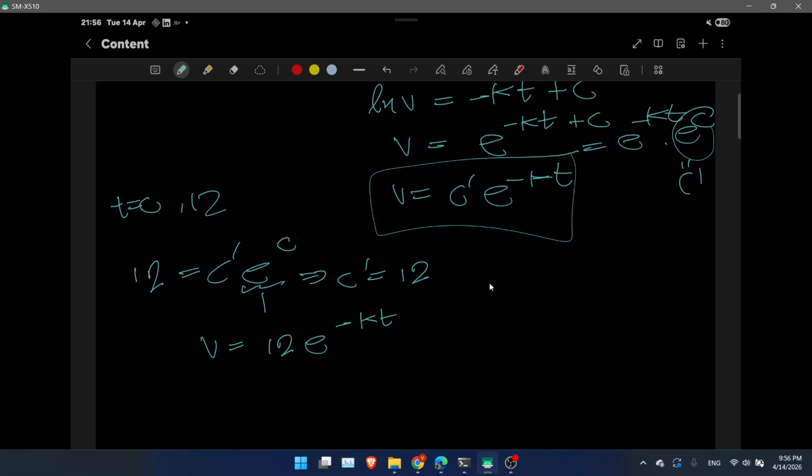If you don't remember it, go back and check the question. It is given that at t equal to 0, voltage is equal to 4. So 4 is equal to 12 times e to the minus k times 2, so minus 2.